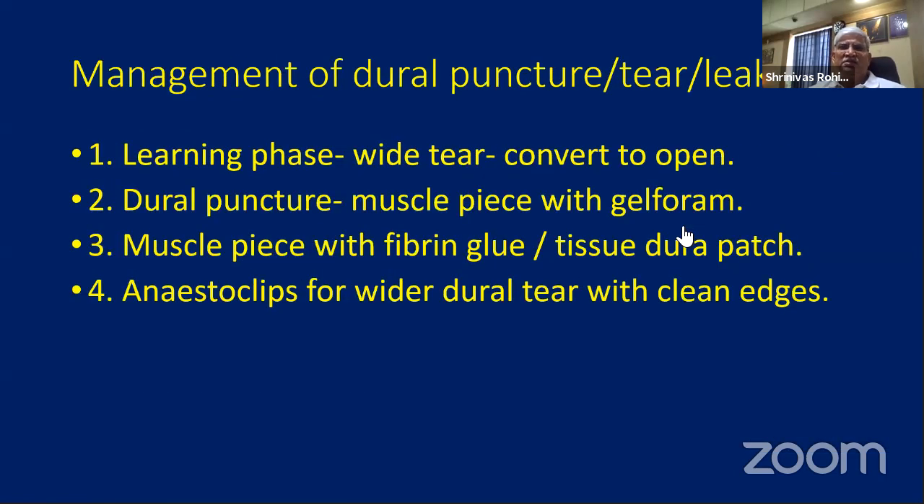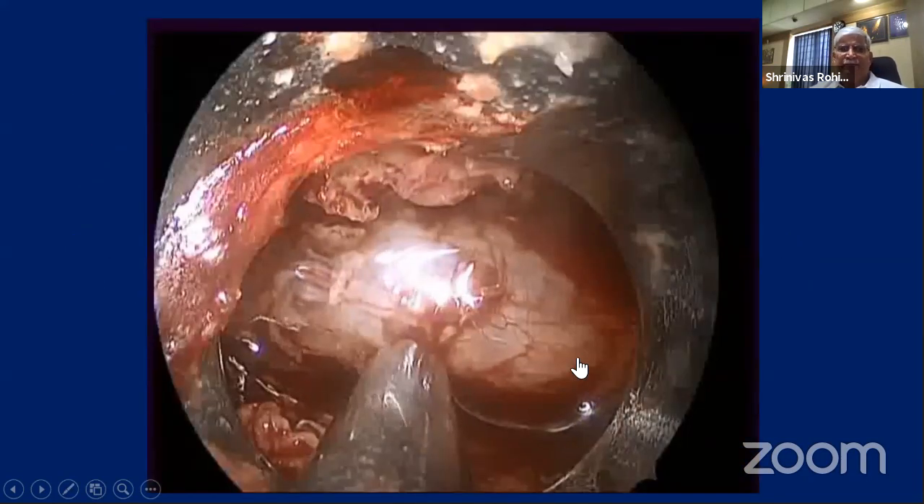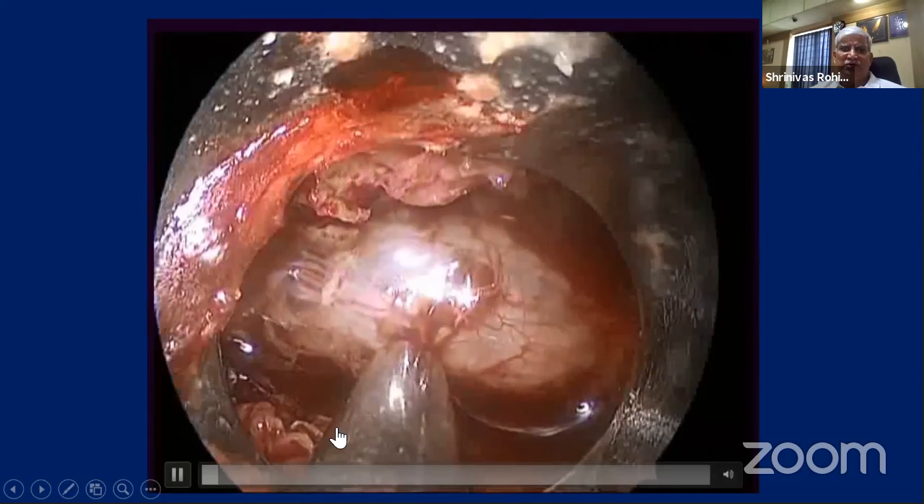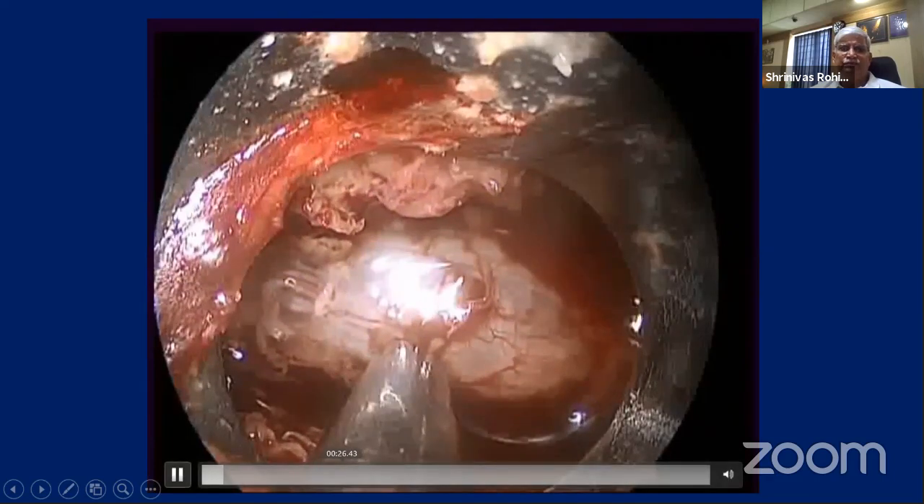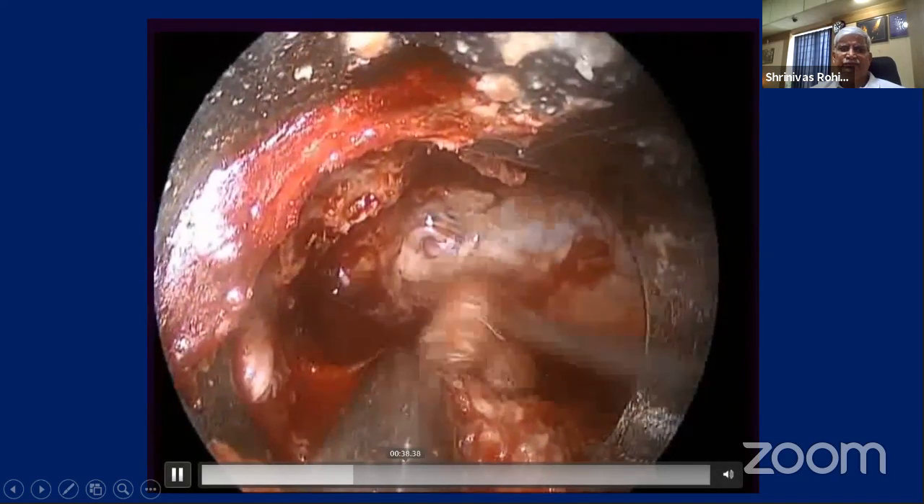And in the initial stage, when there is a dural puncture, tear or leak, in the initial learning phase, it's a wide tear converting to open. Dural puncture, you can use a muscle piece with gel foam. You can use a muscle piece with fibrin glue or tissue dura patch, or you can use Anastoclips. This is the dural puncture and you can use muscle piece.